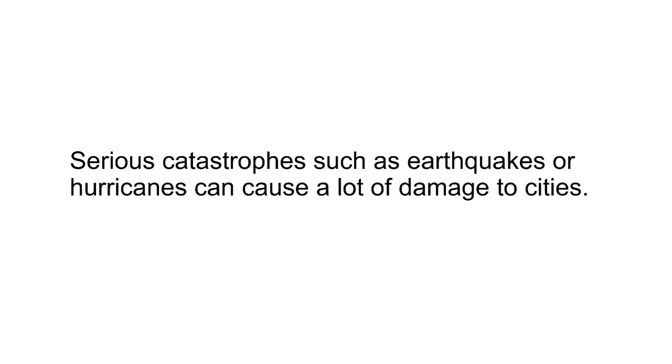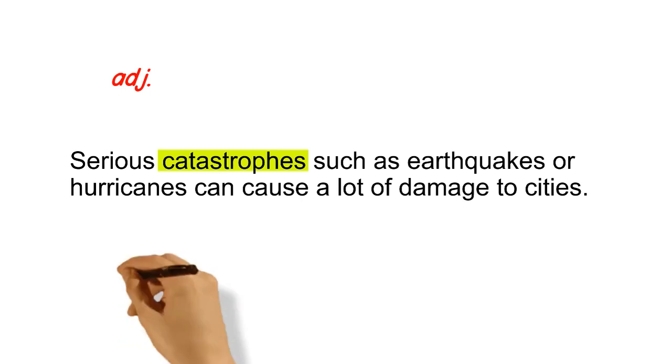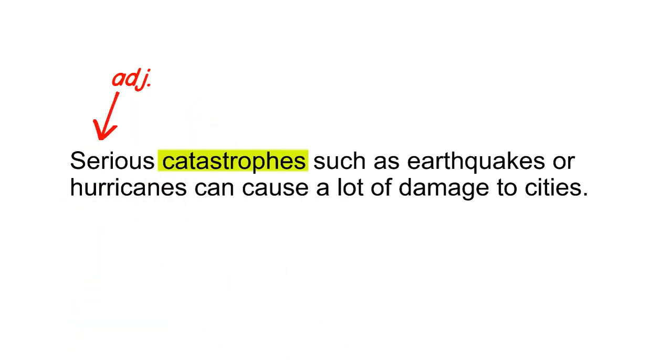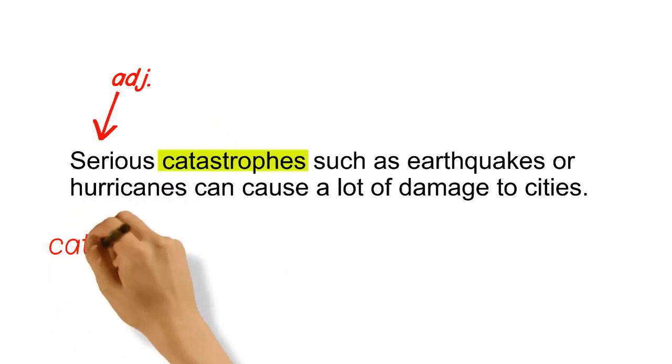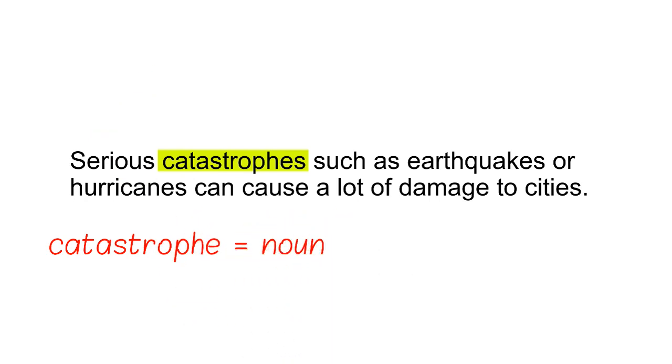Now let's look at some examples. Serious catastrophes such as earthquakes or hurricanes can cause a lot of damage to cities. Let's say you don't understand the word catastrophes. How can you work it out? First, look at the grammar to work out the word class. The word follows the adjective serious. This means it's probably a noun. It ends in -s, so it's likely to be a plural noun.